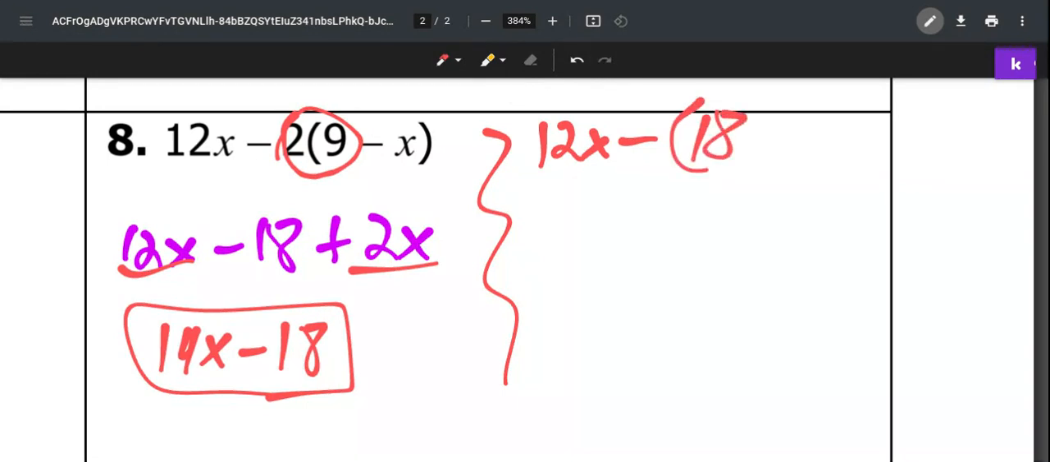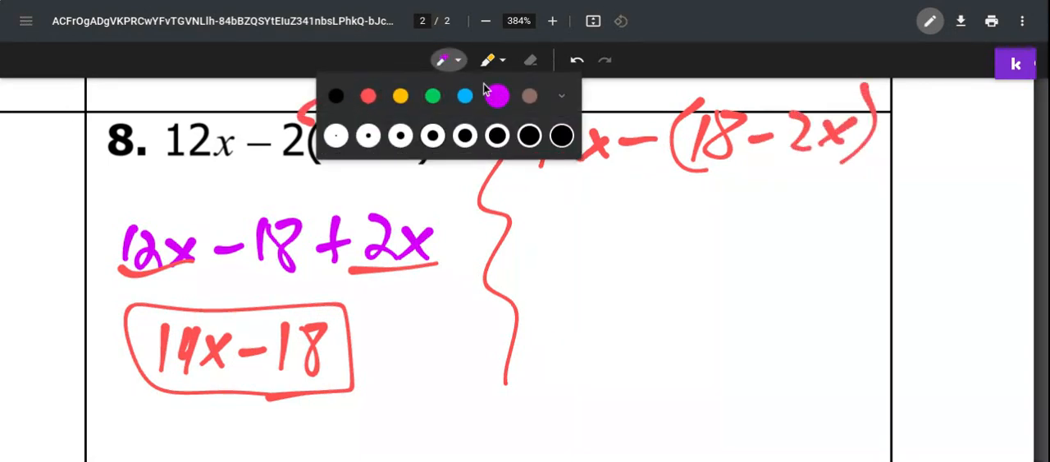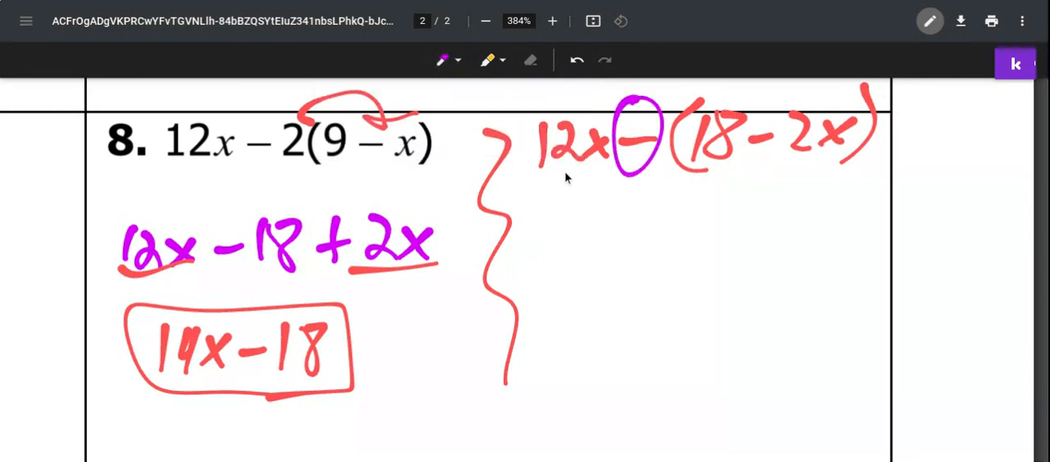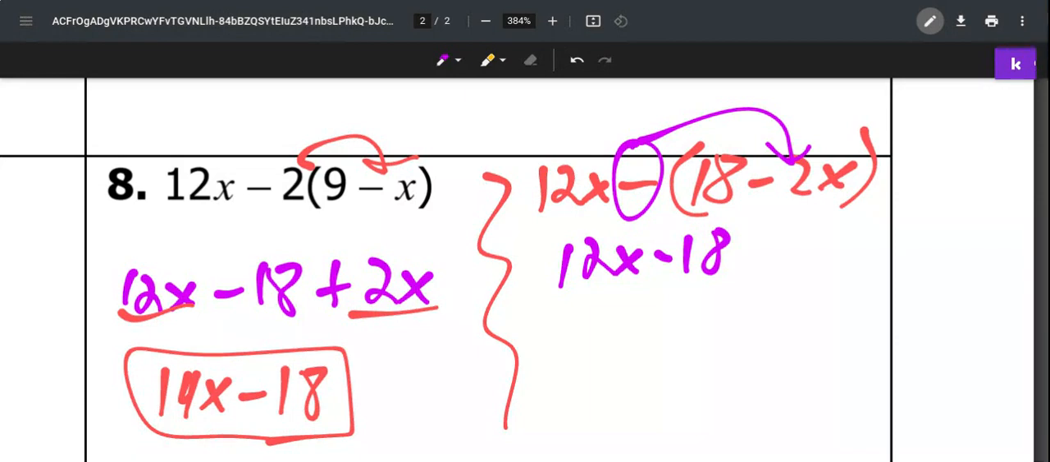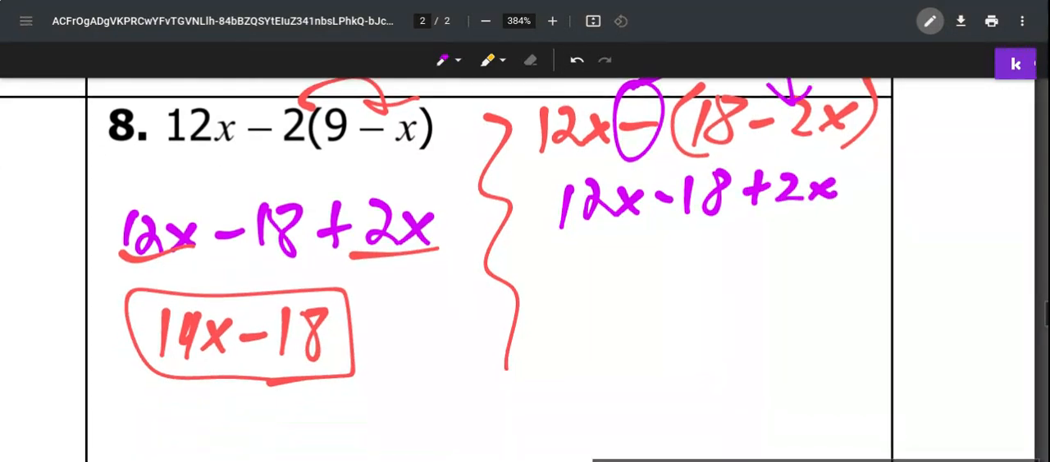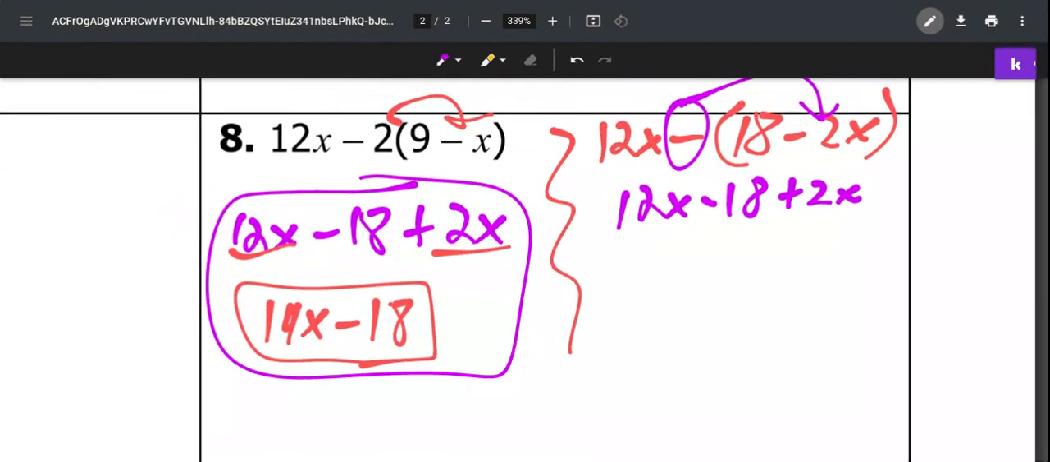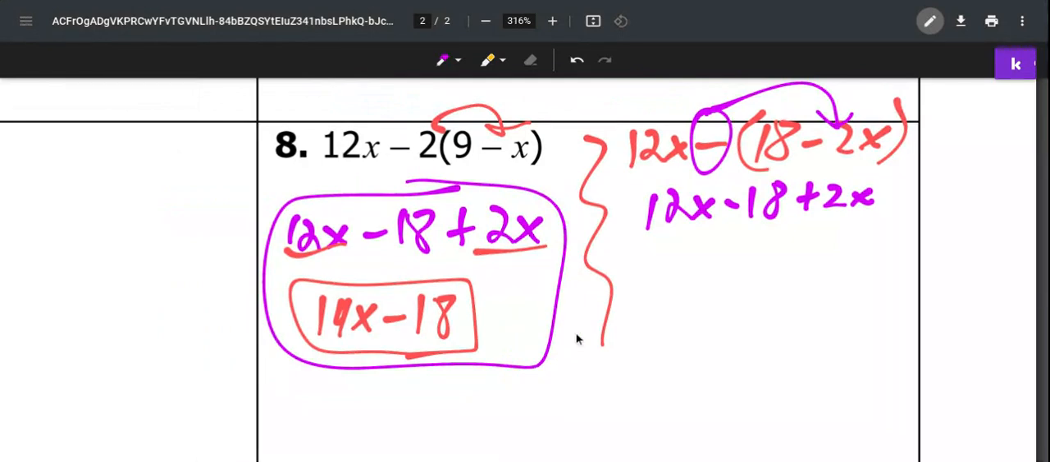So when I do 2 times 9, that's 18. And then when I do 2 times negative x, that is minus 2x. But then we still had all of this subtracted, so we would actually have to do another round of distribution, or we would have to say this is really 12x minus 18 and then plus 2x, which personally, to me, seems easier. All right, so let's do this.